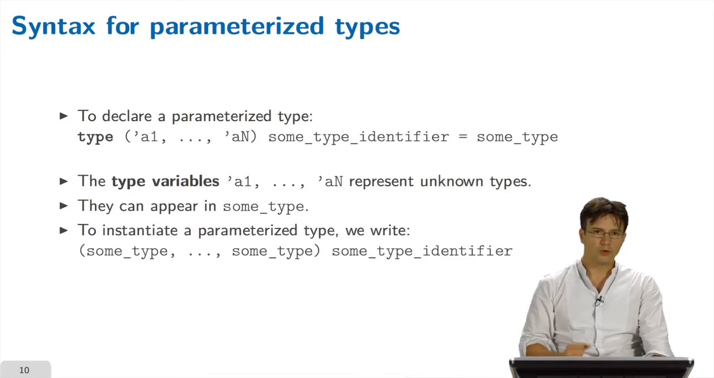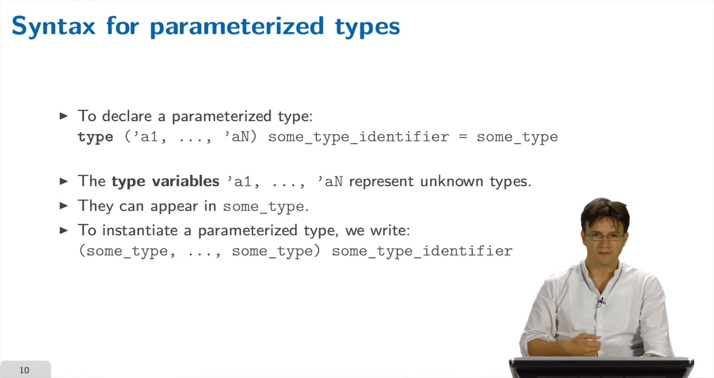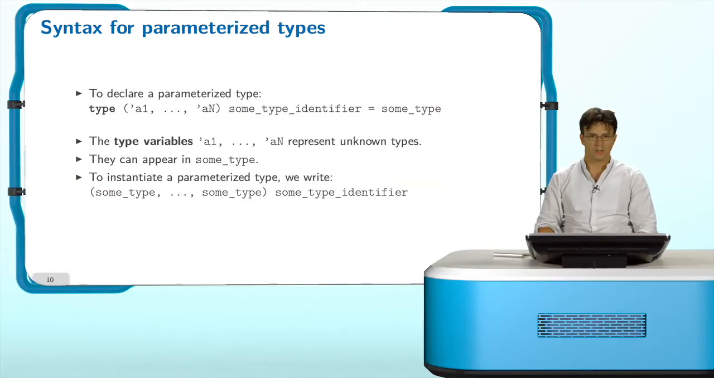Now, if you want to use a specific instantiation, a specific case of your parameterized type for some values of the type parameters, you just have to write between parentheses the value of the type you want to assign to each type parameter, separated by commas, and after that, the name of the type identifier of your parameterized type.